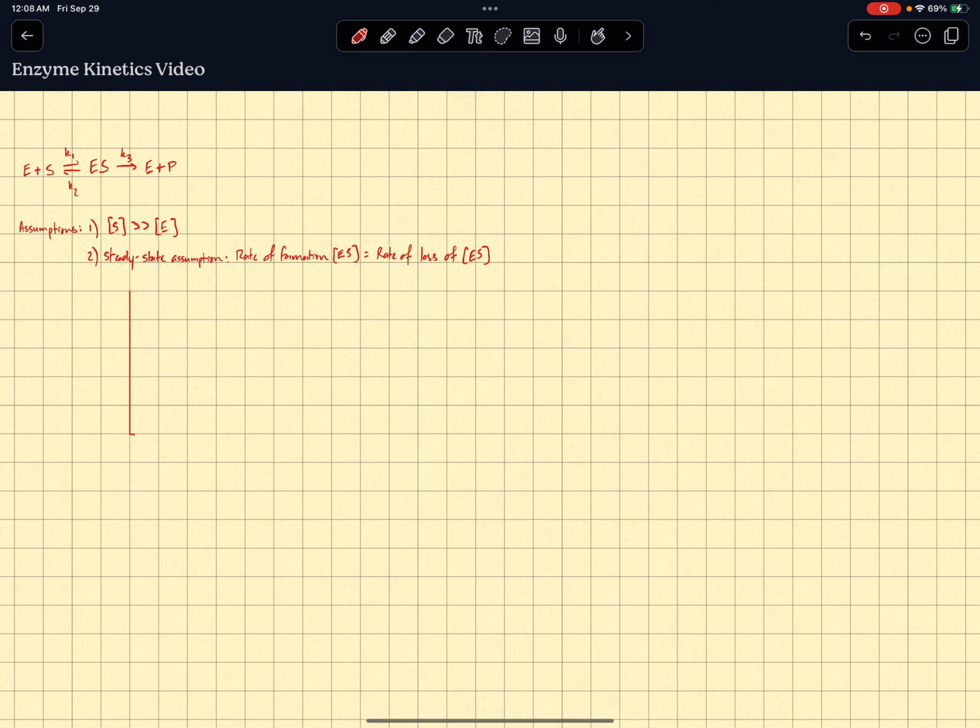And so essentially what it means is that if I draw a little graph here, and if I put concentration here versus time, so my substrate's going to go down over time. We'll call this the substrate concentration. At the same time as the substrate concentration goes down, the product concentration is going to go up by the same amount.